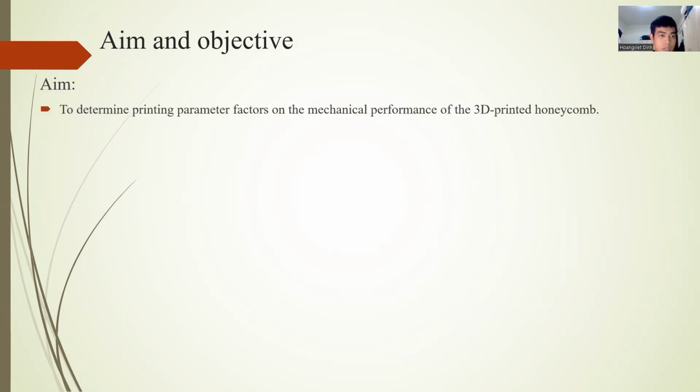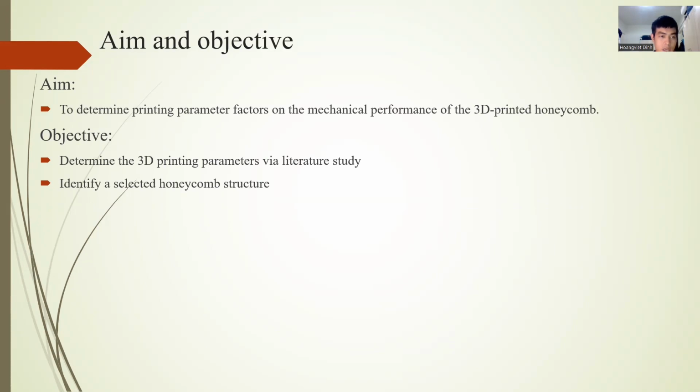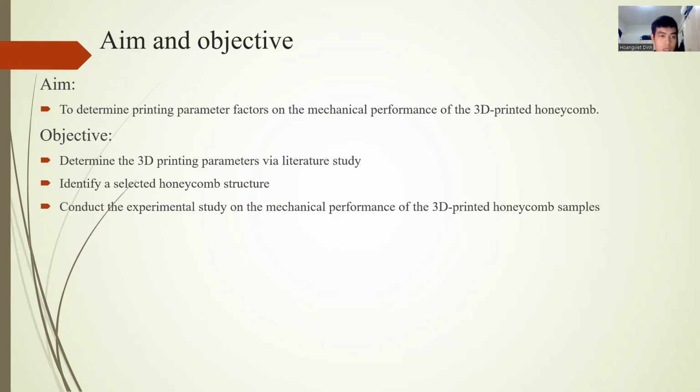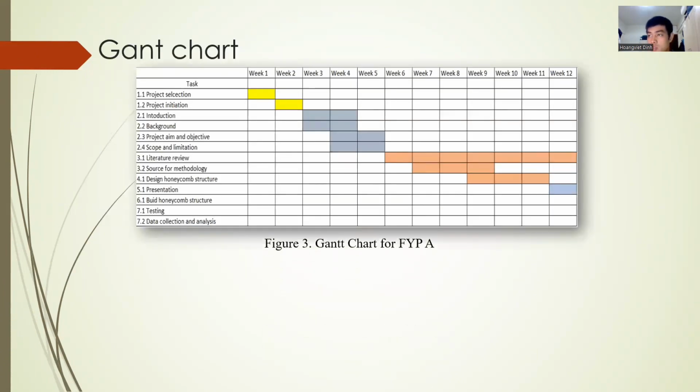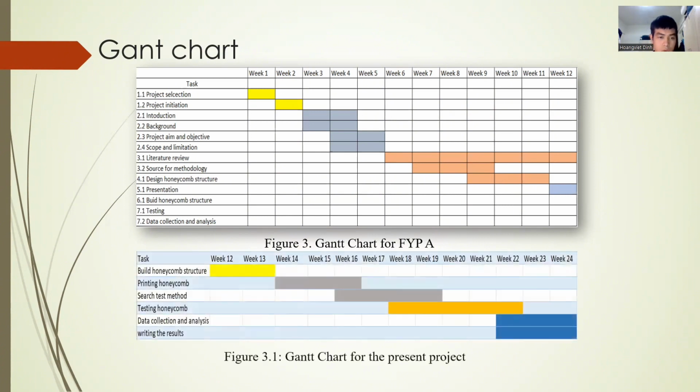The aim is to determine the printing parameter factors of the mechanical performance of the 3D printed honeycomb. The objectives are to determine the 3D printing parameters via literature study, identify a selected honeycomb structure, and conduct the experimental study on the mechanical performance of the 3D printed honeycomb. For the next slide is the Gantt chart. Figure 3 is the Gantt chart for my final year project A, and Figure 3.1 is the Gantt chart for the present project.